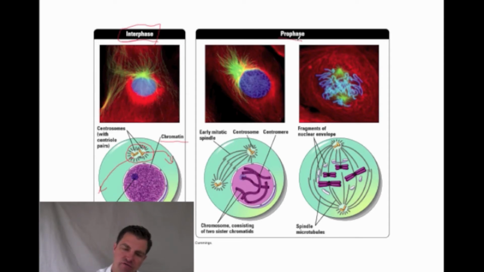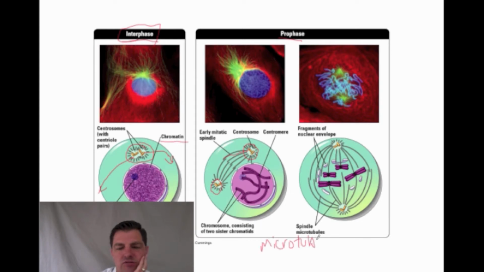As we go into prophase, this chromatin will condense into chromosomes. So now I can see my actual chromosomes, and once again these are duplicated at this point. So here are my centrosomes, there's a centrosome and a centrosome, and we can see these proteins. These proteins are called microtubules.